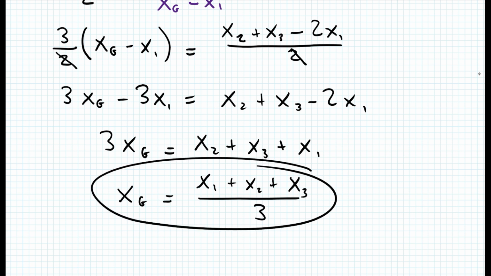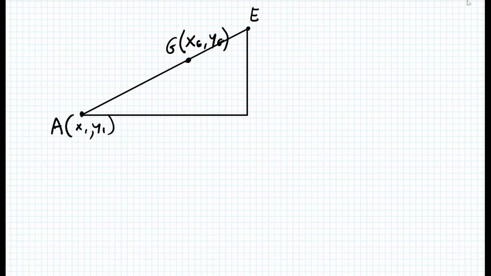And there you go, we have the first coordinate. It's the average of all the x coordinates of the vertices, okay? We can do the similar thing for the y coordinate. So for the y coordinate, we're going to draw a segment from G that is now parallel to the horizontal, okay? Okay, there you go.